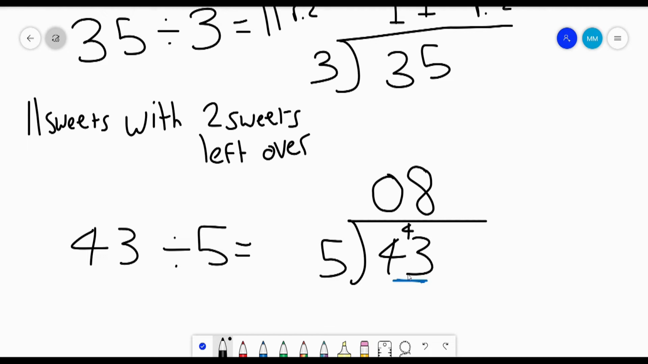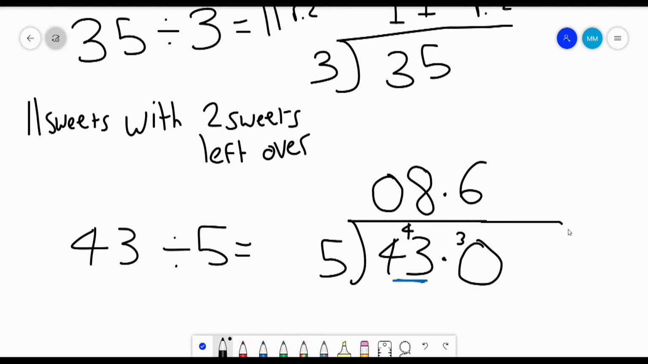So what we do now is we've run out of numbers under the bus stop. So we put a decimal point, we put a 0 here, and we then put a decimal point here, and we take the 3 remainder and we stick it next to the 0. So that says 30. How many 5s are in 30? 6.